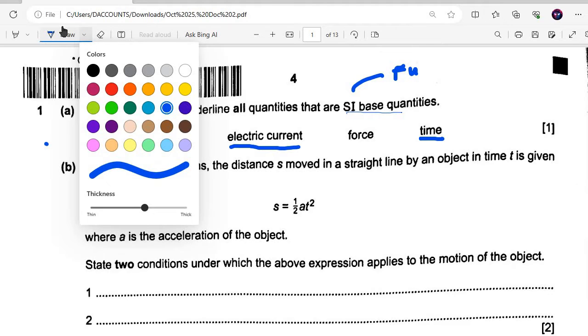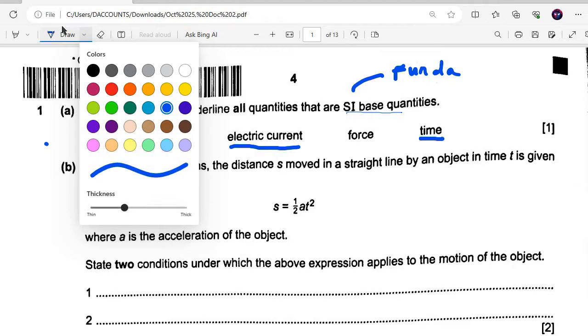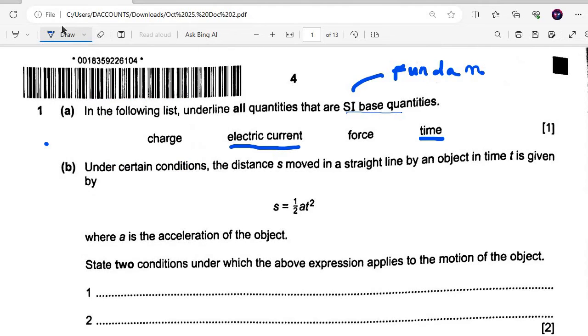It's also called a fundamental quantity, the same thing as SI base quantity.